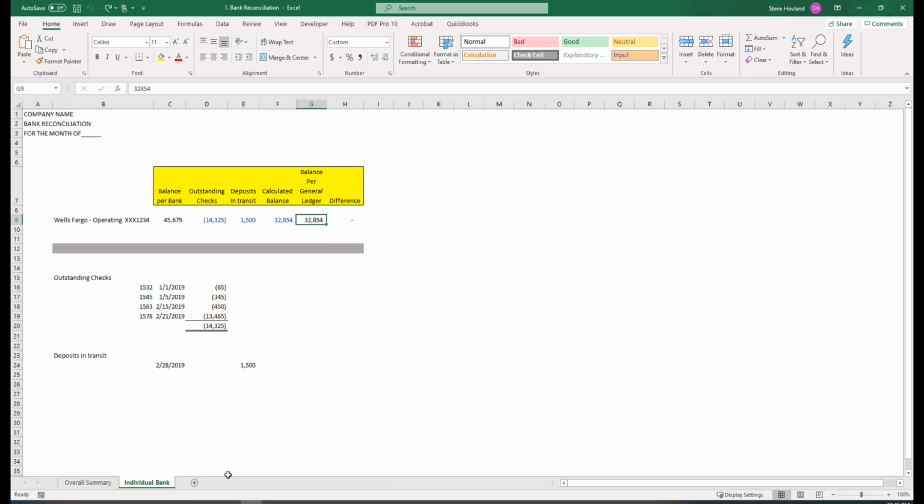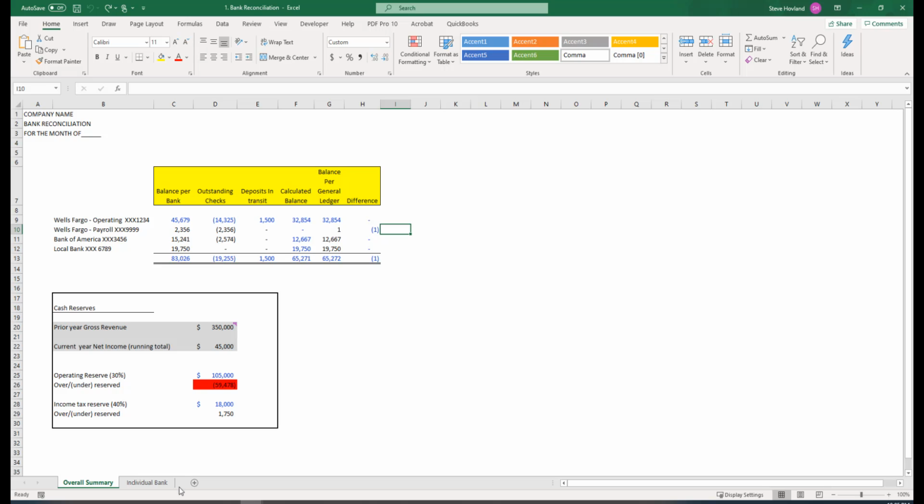So in this situation, we come back to our overall summary, and as you can see, I actually linked these to this tab so you can see how it flows through. And then you have the same situation with these other accounts. What's the balance per the bank? What's outstanding? Any deposits in transit? What's the calculated balance? General ledger balance. So again, we want all these to reconcile.